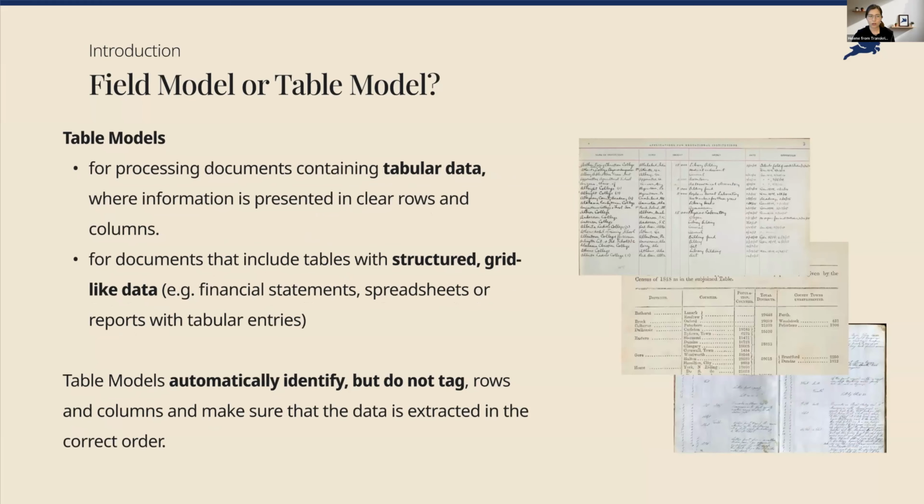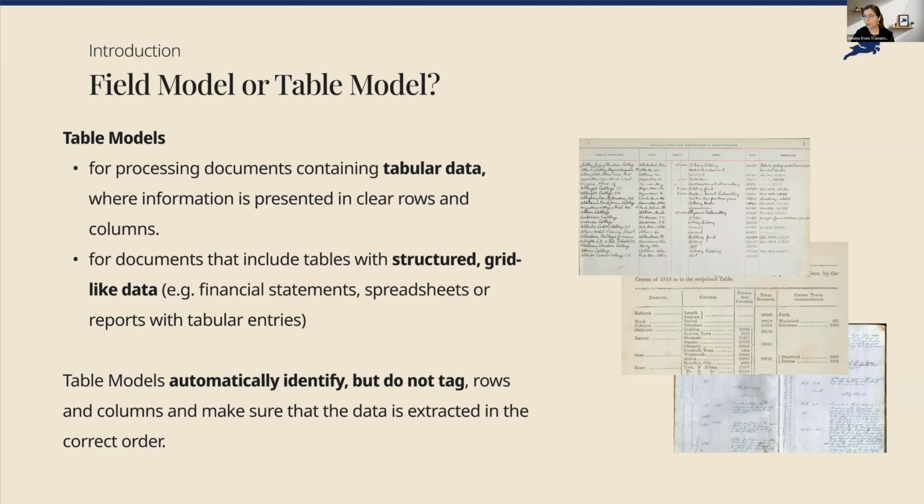So table models are best suited if you have material that has a very clear row and column structure, even again without visible separators. This includes any type of historical information or historical documents where information is structured in parallel sections or blocks, as you can see here in the examples on the right. So the table models can automatically identify rows and columns, but not tag them.